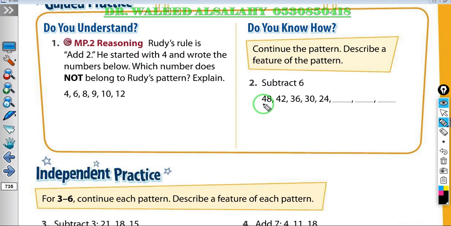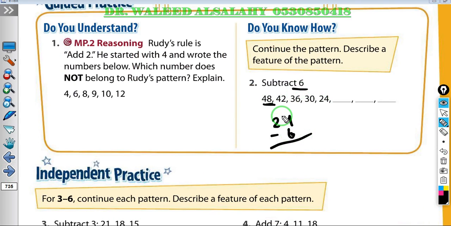He starts with 48 and he subtracts 6. 42, subtract 6, 36, subtract 6, 30, subtract 6. Subtract 6 from 24. Teacher, I don't understand. Habib, it's easy. 24 minus 6.